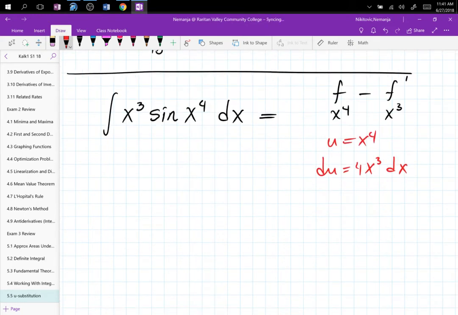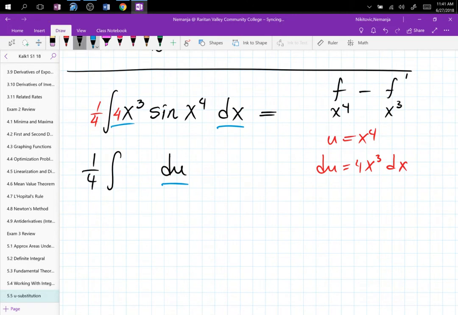And I see I am missing a 4, so I'm going to fix that. I need 4x cubed, but I can't just put 4 out of nowhere. I have to balance it out. So that's your different color, because that happens later. And now I have 1/4 integral. Let's color code again. So we have this thing to be your du. So that's your du. And then you just have sine u.